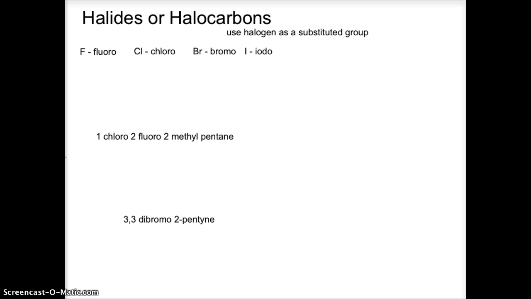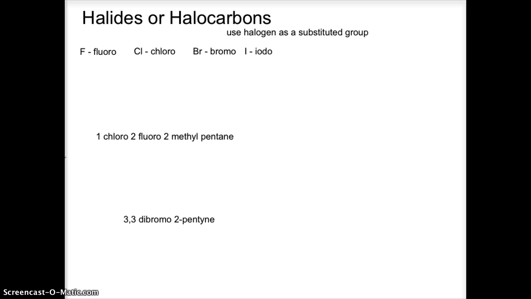If you see a fluorine branching off of a long chain carbon, we call that fluoro. If you see a chlorine branching off, we call it chloro. If you see a bromine branching off, we call it bromo. And if you see an iodine branching off, we call it iodo. But the naming system is going to be exactly the same.